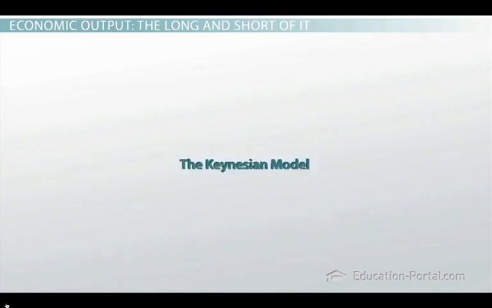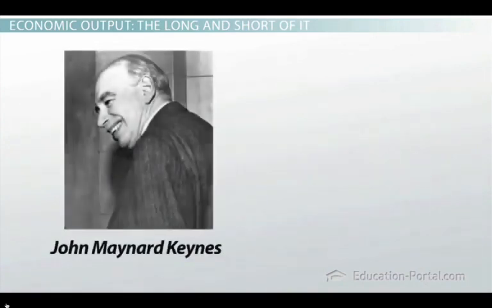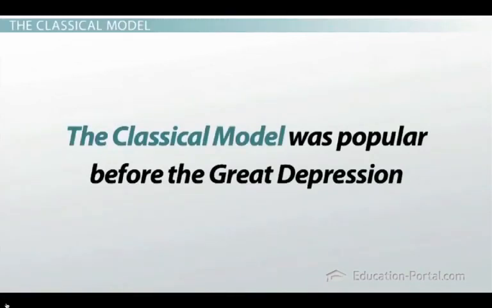The other model is called the Keynesian Model, named after the famous economist John Maynard Keynes. This is a newer model. When you hear the word Keynesian, just think of the Great Depression, because this model came about as a result of the Great Depression. The classical model was popular before the Great Depression.